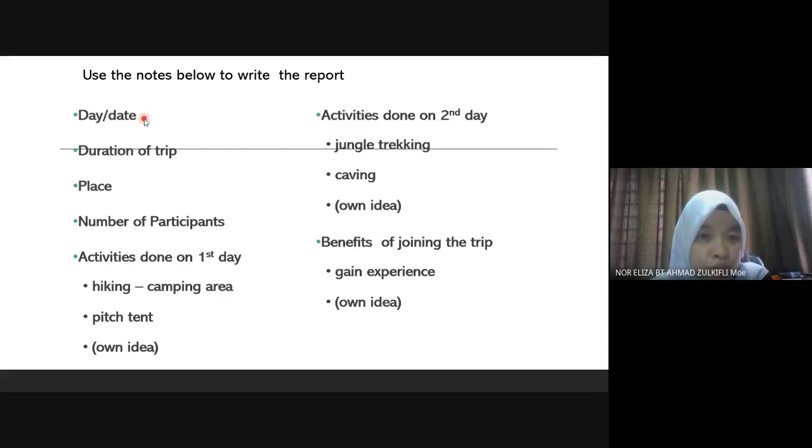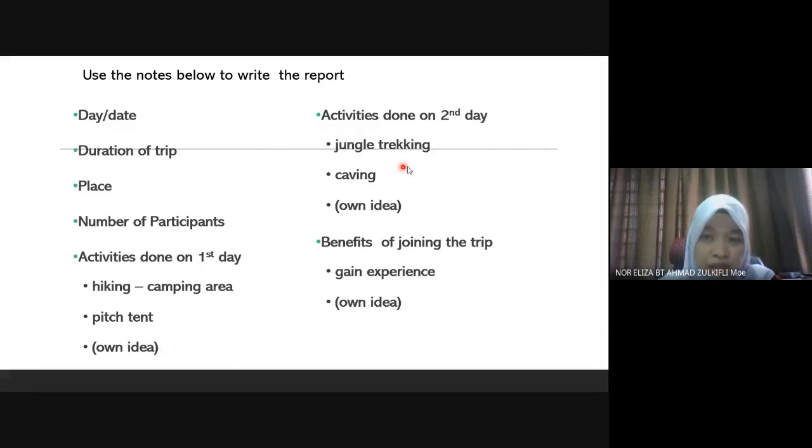You look at this. This is point number 1. This is point number 2. This is point number 3. This is point number 4. And then point number 5 is this, hiking and camping area. And point number 6 is speech the 10. And point number 7 is where you give your own idea. This is where the HOTS comes in. The HOTS question for writing comes in this way. You have to think and give your own idea as to what are the activities that can be done on the first day. So this is point number 7.